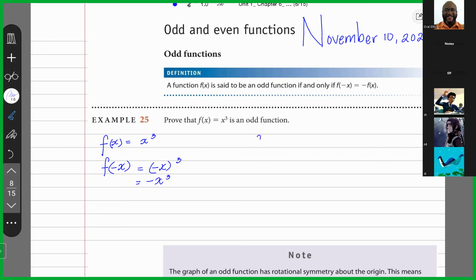Now again, f of x is equal to x cubed, so minus f of x is equal to minus x cubed. Now, since f of minus x is equal to minus f of x, f of x is an odd function.